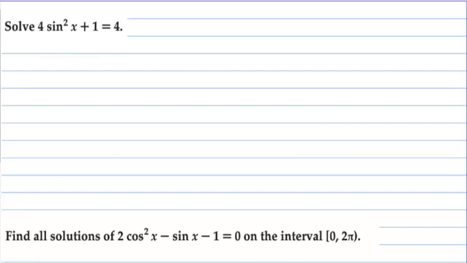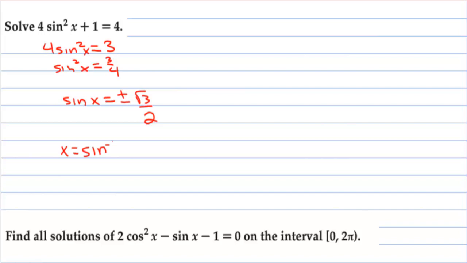All right, this one. 4 sine squared x equals 3. Sine squared x equals 3/4. So sine of x is equal to plus or minus square root of 3 over 2. And hopefully we recognize that as one of our unit circle values that we know. We have x is equal to inverse sine of plus or minus square root of 3 over 2.